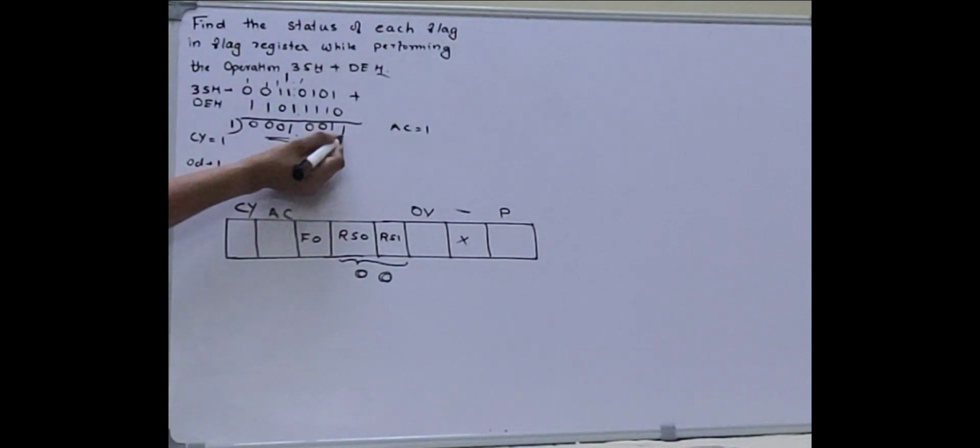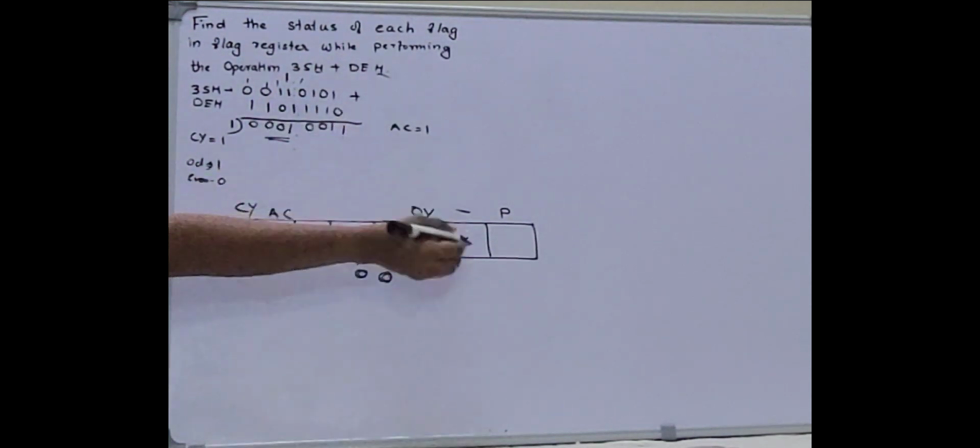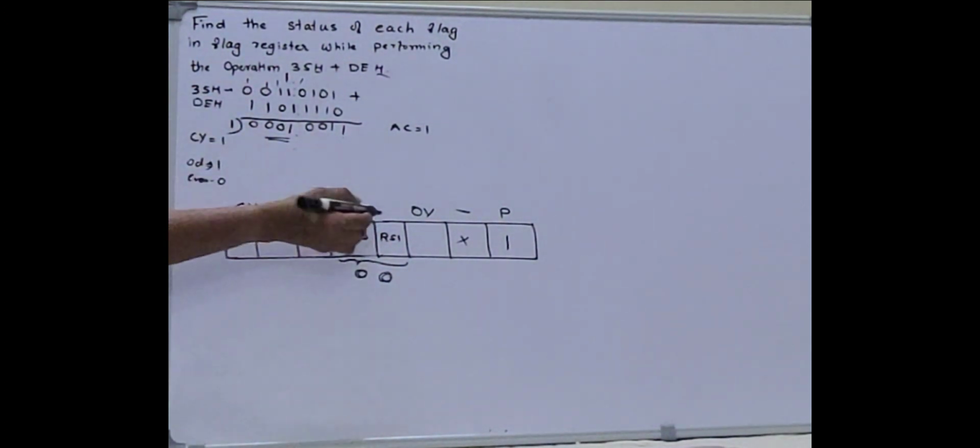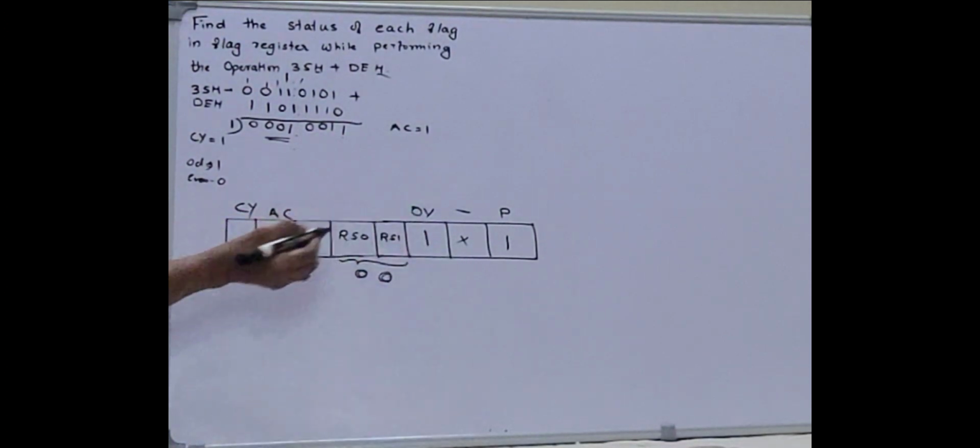So here the number of 1s is 1, 2, 3, not considering the carry. So we have an odd number of ones, so the parity will become 1. Then overflow. This is an 8-bit addition. It exceeded 8 bits, so an overflow will occur. So here the overflow bit is 1.